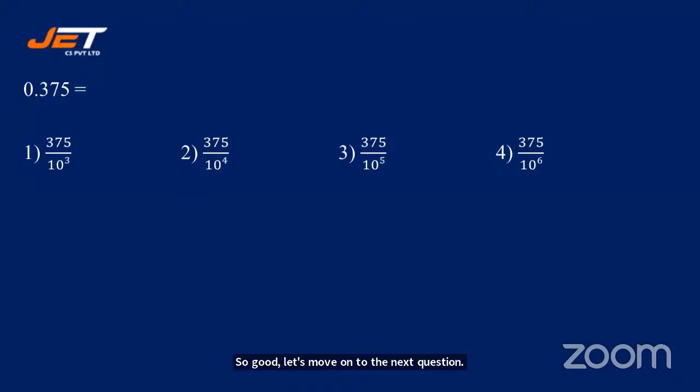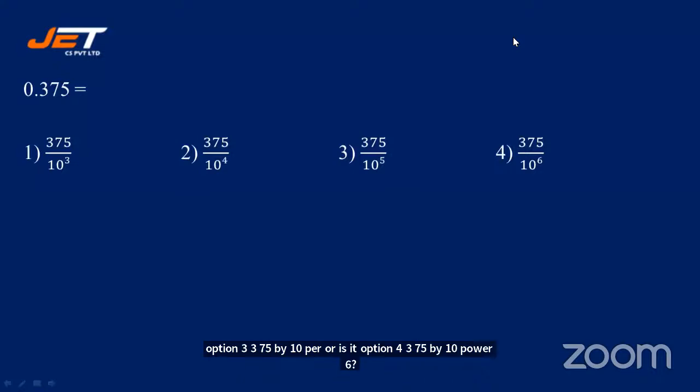0.375 is dash. Is it option 1, 375 by 10 cube? Or is it option 2, 375 by 10 power 4? Or is it option 3, 375 by 10 power 5? Or is it option 4, 375 by 10 power 6? It's a pretty easy question. Let's see how many are going to give me the right answer.